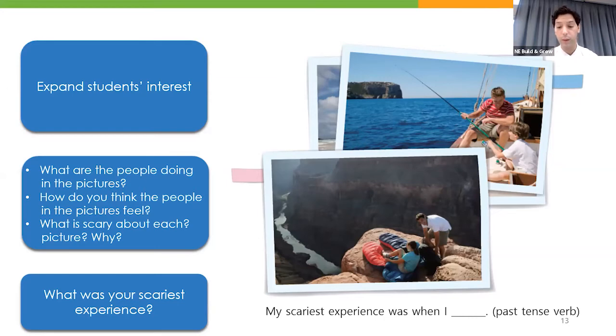So down here, what I've written is, my scariest experience was when I, past tense verb, right? So for the people who said, learned how to swim, okay, my scariest experience was when I first learned how to swim. My scariest experience was when I was in a car crash. So if we are giving our students structure like this, then we're already helping them get into the correct frame of mind for their writing, and we're giving them additional tools that they can use later to make sure that their writing is good and correct, right?